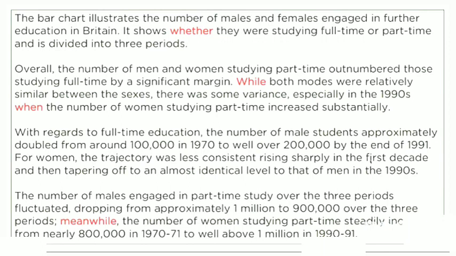The number of males engaged in part-time study over 3 periods fluctuated, dropping from approximately 1 million to 900,000 over the 3 periods. Meanwhile, the females studying part-time steadily increased from nearly 800,000 in 1970 to 1971 to well above 1 million in 1990 to 1991. So this is the model answer of this.